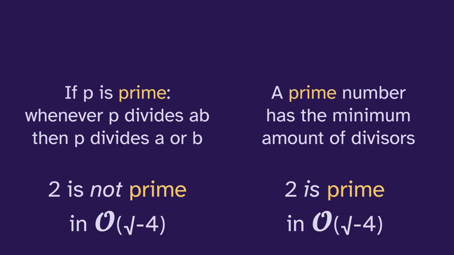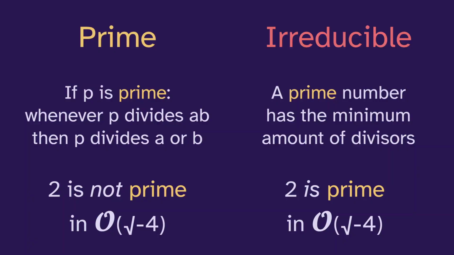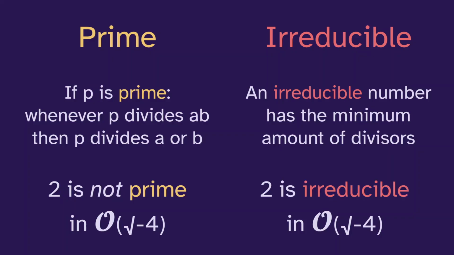The definition on the left is our typical definition for a prime number. The definition on the right defines what is called an irreducible. An irreducible number has the minimum amount of divisors. It's only divisible by units and its associates. We can't reduce it into anything else. So 2 is irreducible in O root negative 4, but it's not prime.